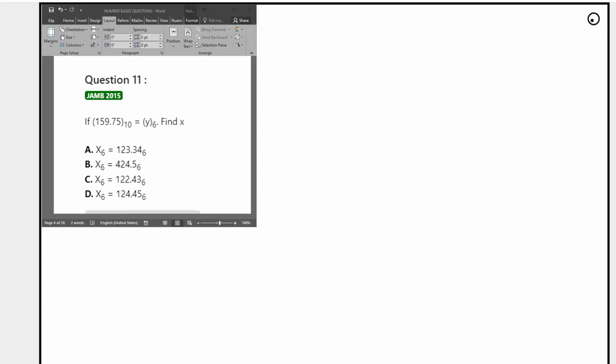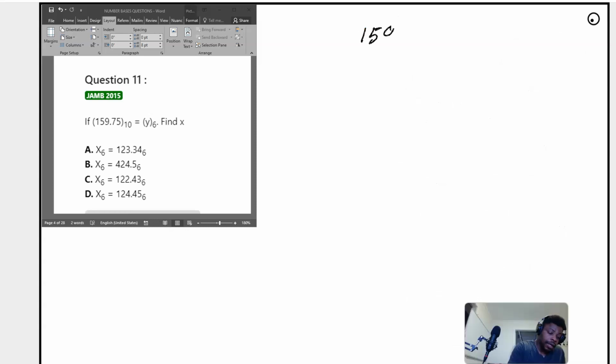Now the next one: if 159.75 in base 10 is equal to y in base 6, find x. Okay, something is wrong here. Definitely this y should be x, not y. So find x. There should be a typo there. So let's continue. This is in base 10, and this is in base 6.